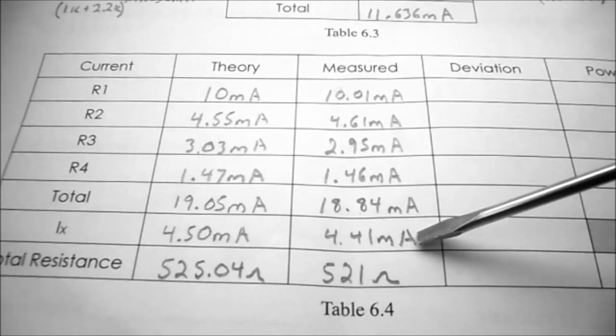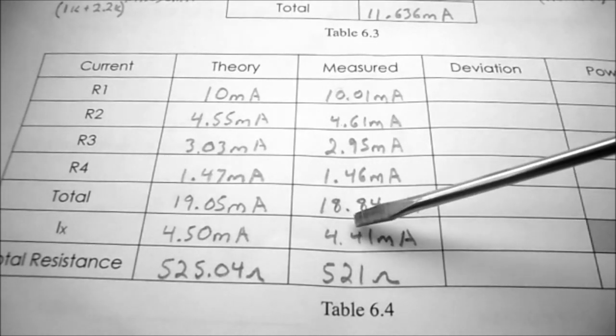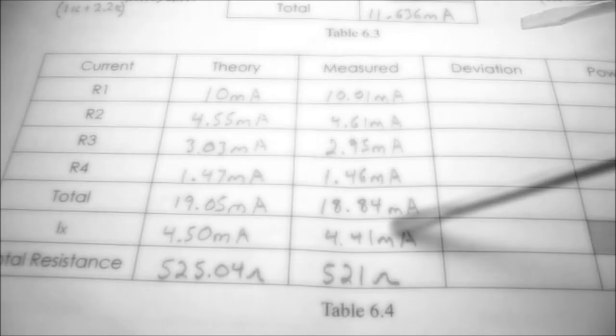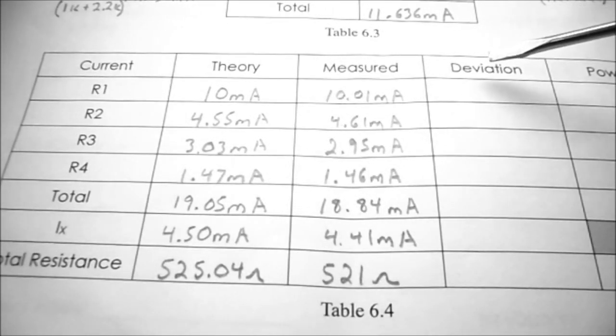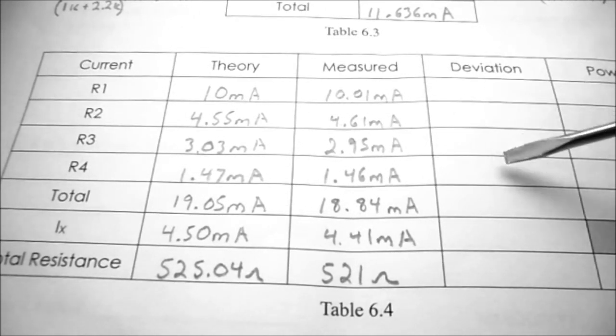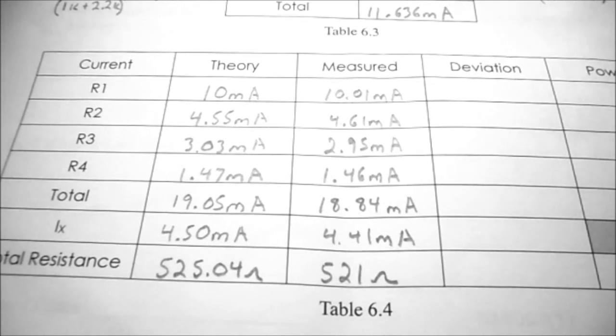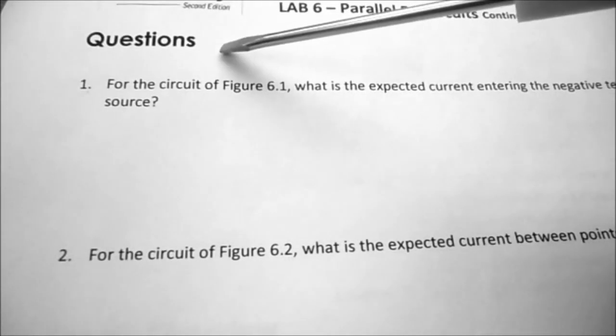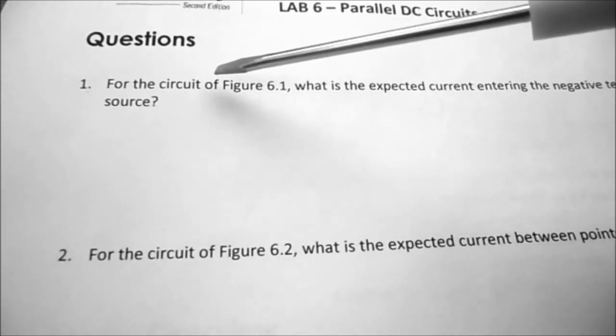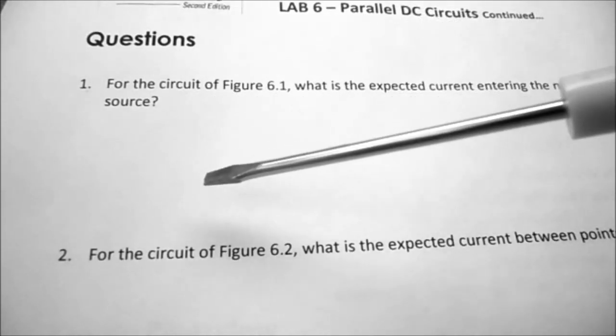So in table 6.4, I've recorded 4.41 milliamps. I'm going to leave it up to you to calculate the percent deviation and the power dissipated by each of the resistors. There are 5 questions to this lab, and I'll leave them up to you to answer and hand in with your lab.